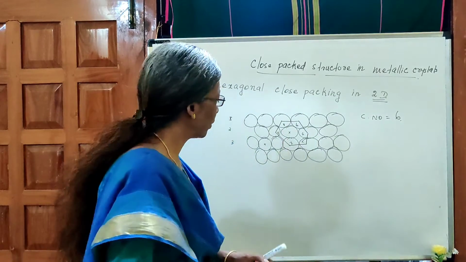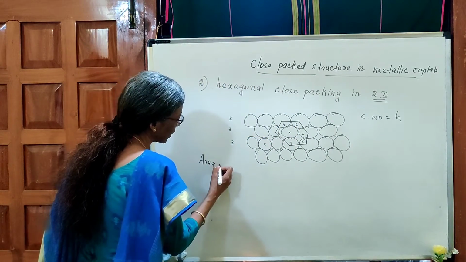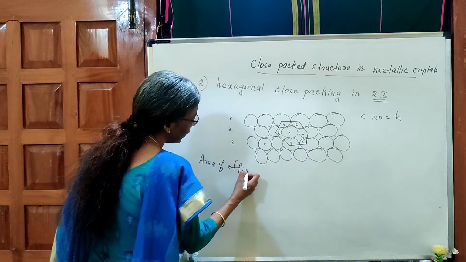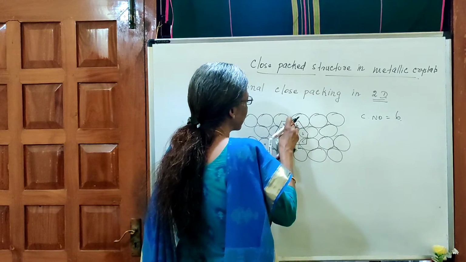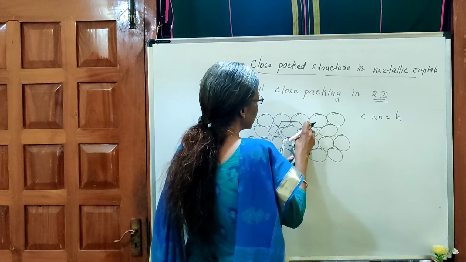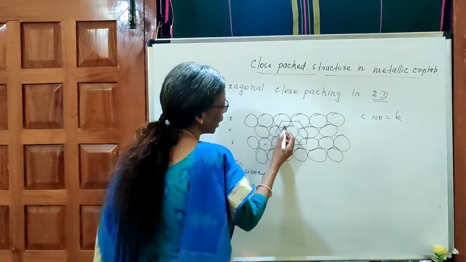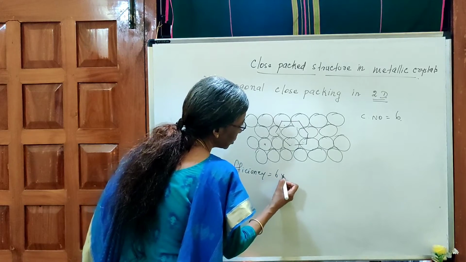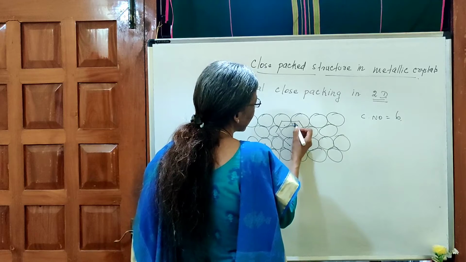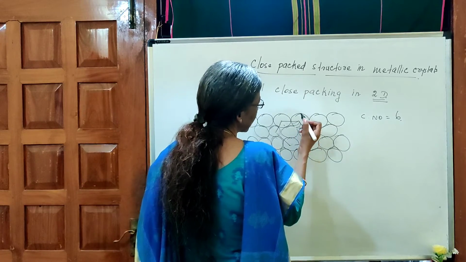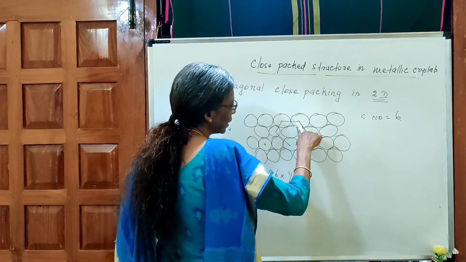Now if you want to see the area efficiency, we can calculate it. Efficiency is equal to, how many spheres are there in the hexagon? 6 spheres. 1, 2, 3, 4, 5, 6. From this portion, the sphere's area only comes here as 1/3 of the sphere. So 1/3 from here, plus 1/3 from here.